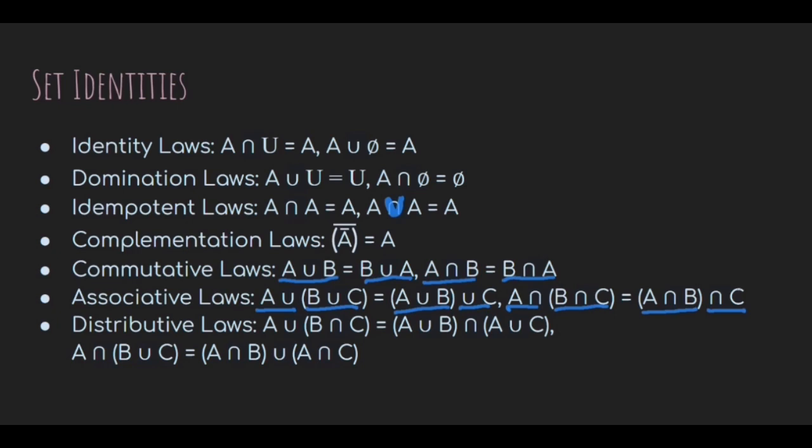Distributive laws. A union (B intersection C) is the same as (A union B) intersection (A union C). I guess you're distributing the unions and you're intersecting them. The same goes for intersections, kind of. A intersection (B union C) is the same as (A intersection B) union (A intersection C). These make more sense when you apply them.